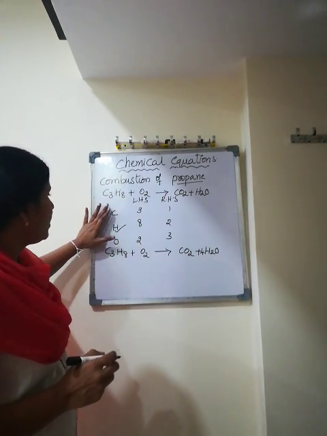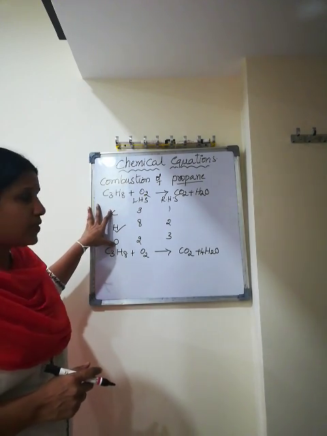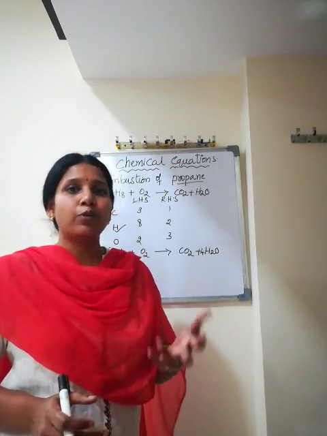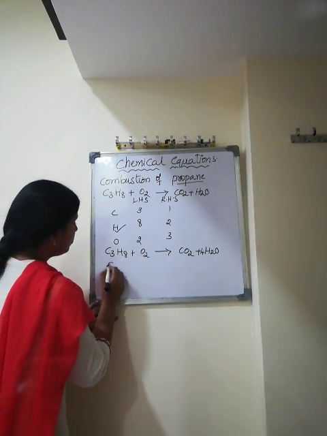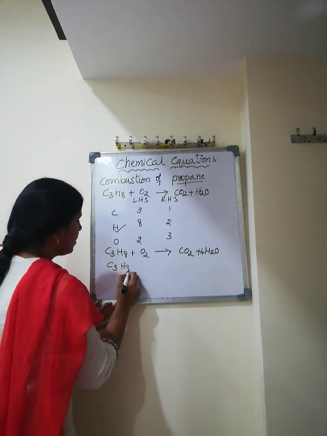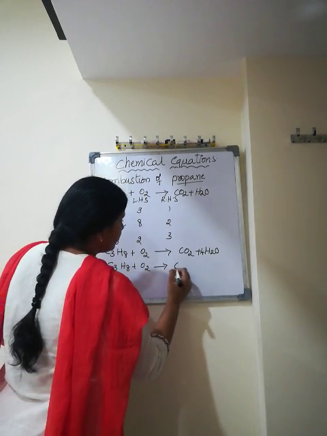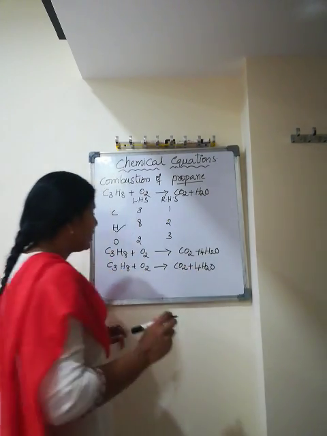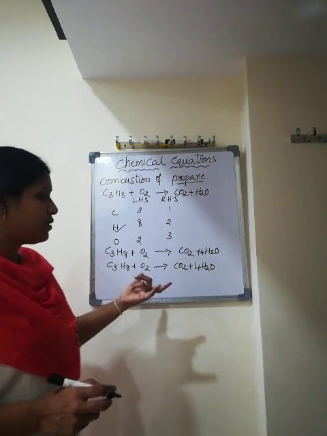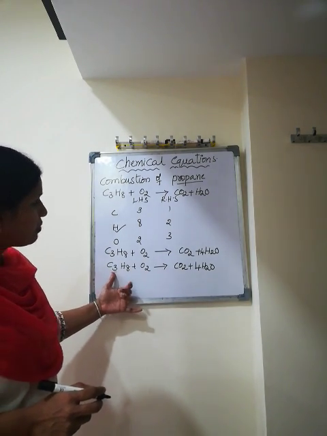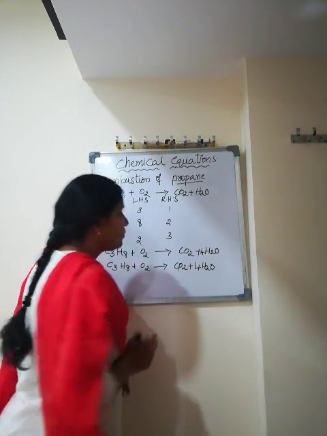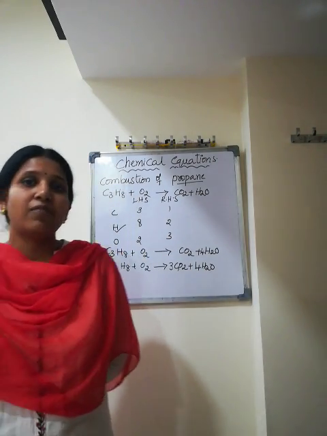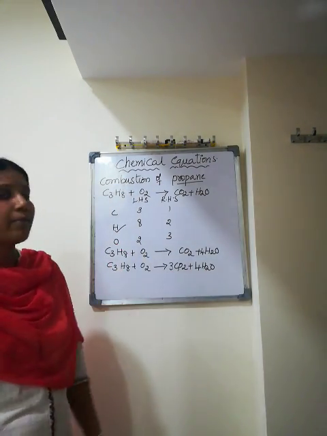After writing this, we observe that hydrogen atoms are balanced. Next, carbon atoms and oxygen atoms are left. In that, carbon atoms are more in number than oxygen atoms. So in the second step, you have to balance the carbon atoms. Take this equation, C3H8 plus O2 gives CO2 plus 4 H2O. To balance carbon atoms, if you observe, 3 carbon atoms are here and here only 1 carbon atom is there. To balance that, you have to write 3 before the chemical formula CO2. Now carbon atoms are balanced.